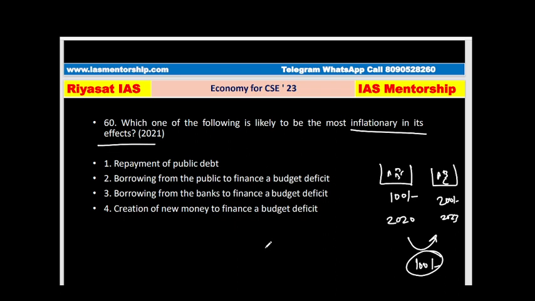Now which one of the following is likely to be most inflationary? ऐसा क्या है इनमें से जिससे सबसे ज्यादा इन्फ्लेशन कॉज हो सकता है? रीपेमेंट ऑफ द पब्लिक डेट. रीपेमेंट होगा तो इन्फ्लेशन, इससे का क्या लेना देना है? नो. Borrowing from the public to finance a budget deficit. एब्सोल्युटली नो. बोरो करेगी मतलब कि मार्केट से पैसा निकाल रही है गवर्नमेंट. मार्केट से पैसा निकलने का मतलब होता है इन्फ्लेशन घटना, है ना.